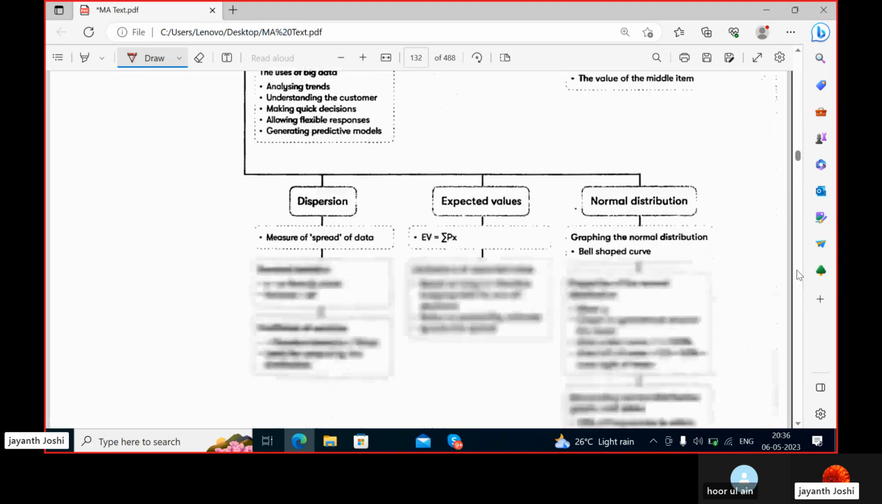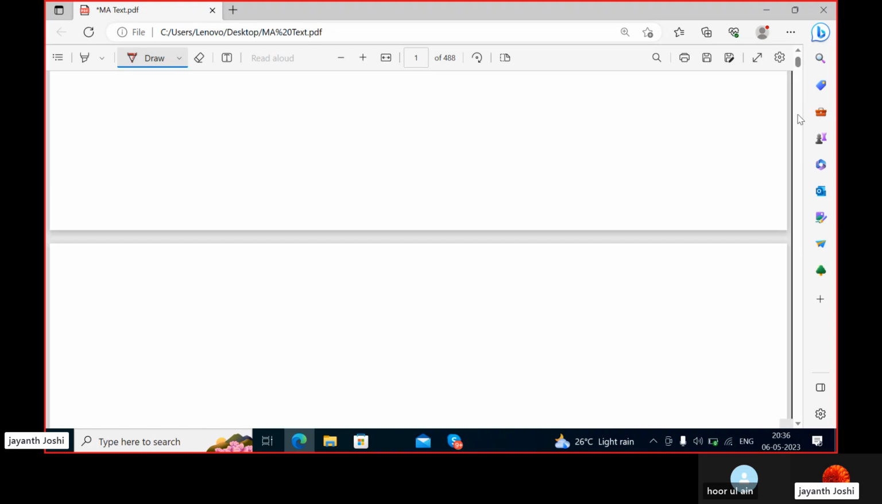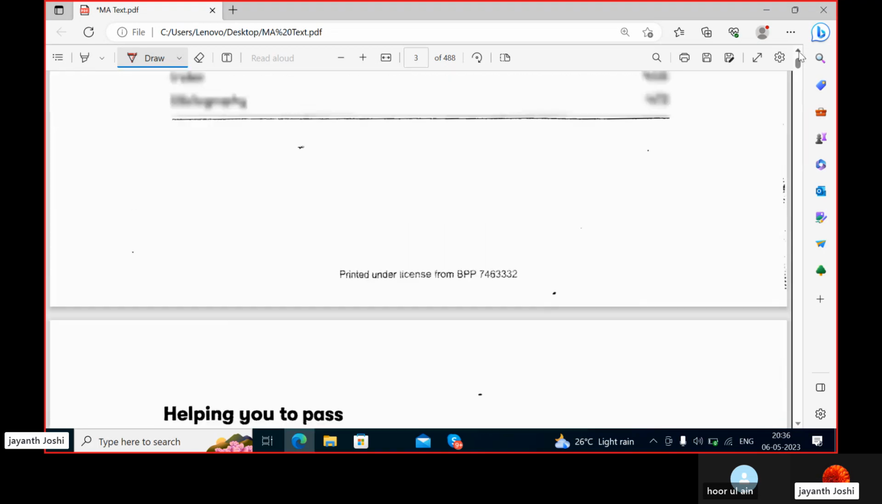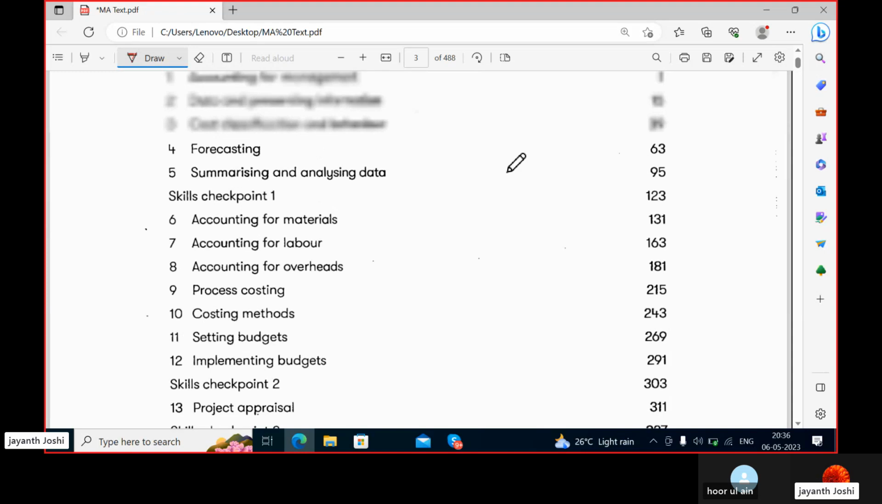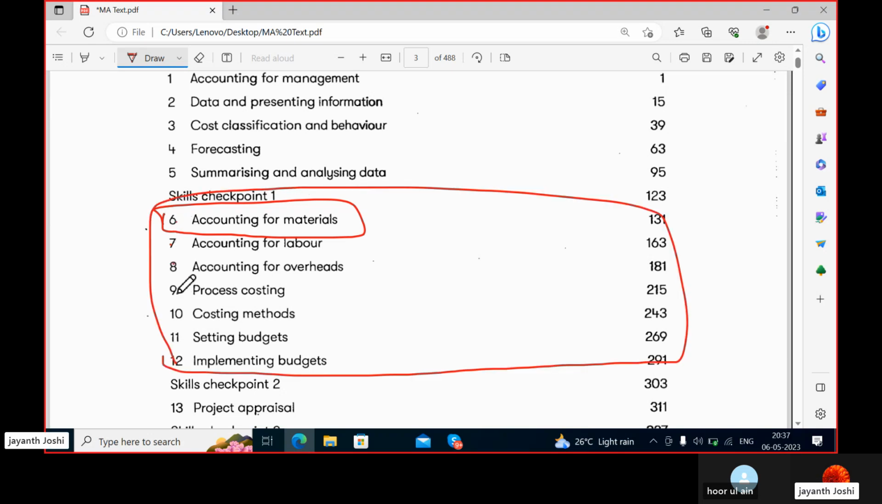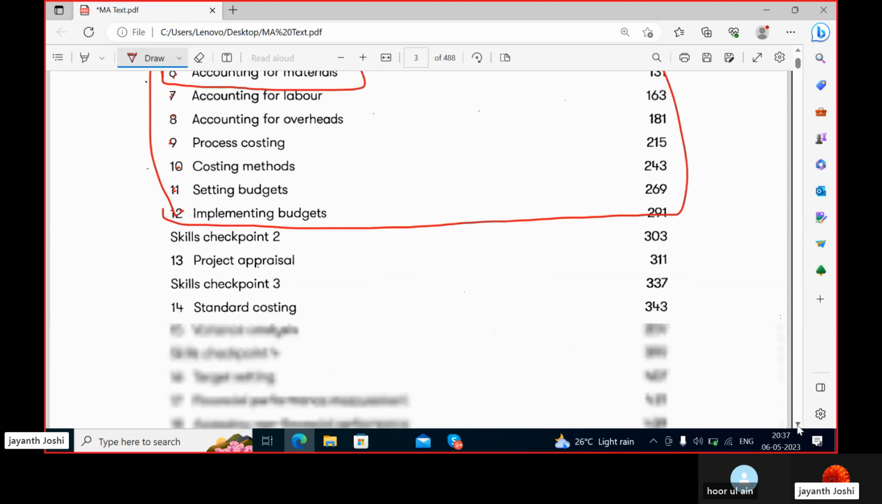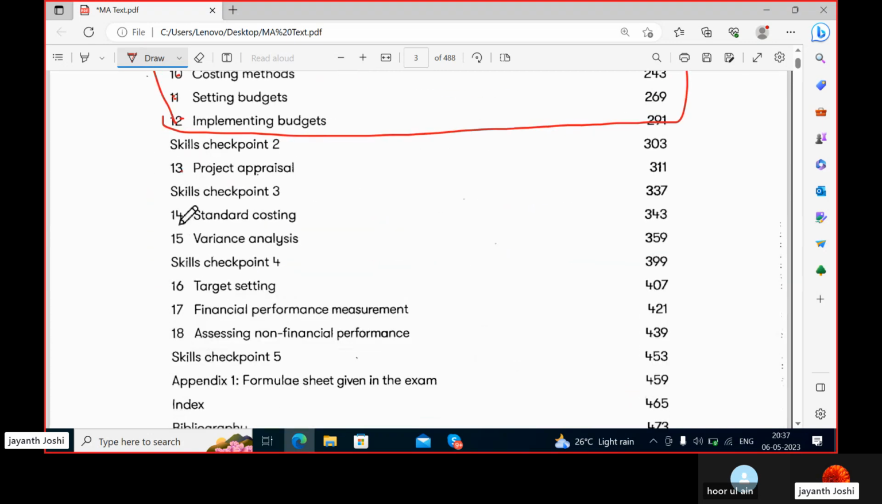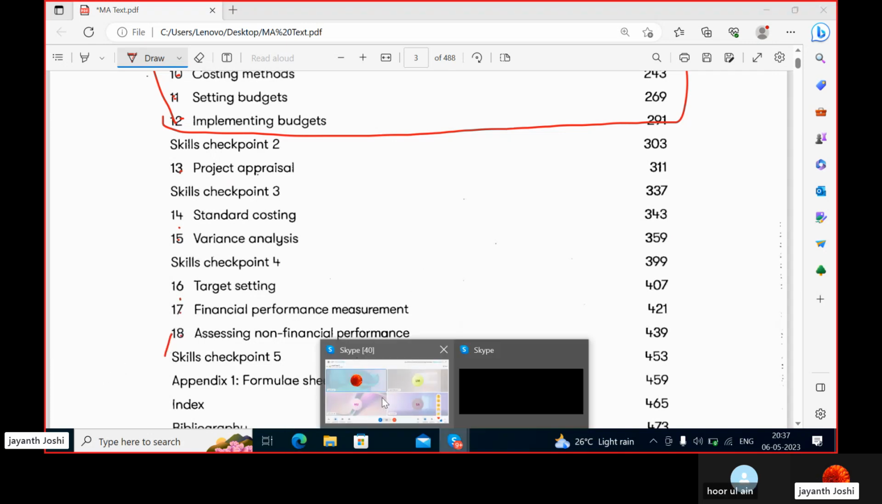Fifth chapter is done. We are done with the first 5 chapters. The sixth chapter we're going to start on Monday, and the topic we're going to start with is accounting for materials. My aim is to finish till implementing budgets, chapters 6 to 12, seven chapters in a row, and then I will take up F3 and wind up F3. Then I'll go for chapters 1 to 6. Okay, thank you.